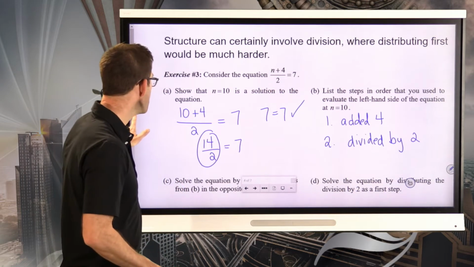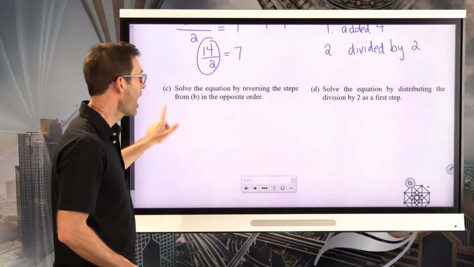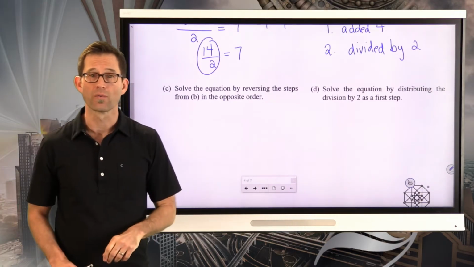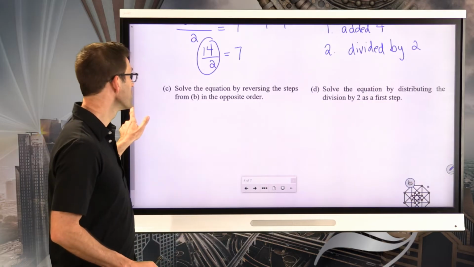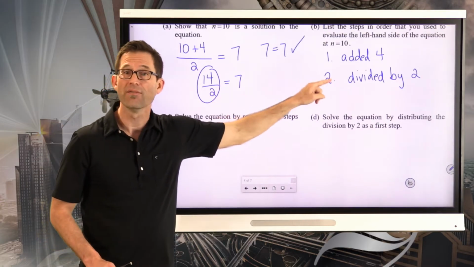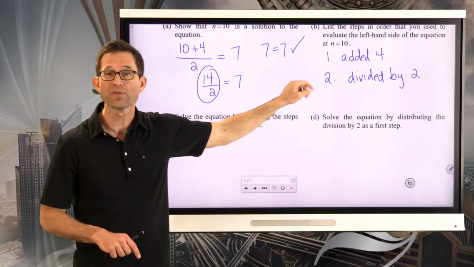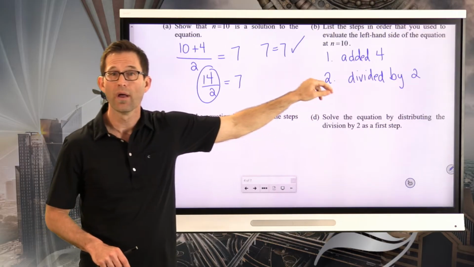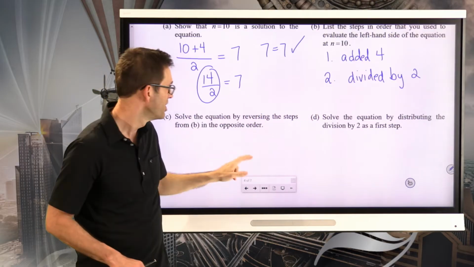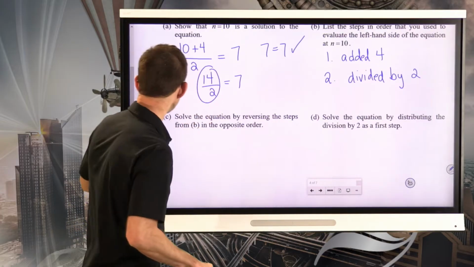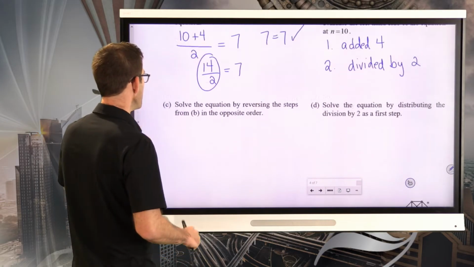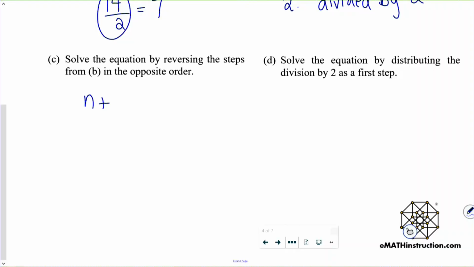So that immediately tells me how I should go about solving the equation, right? If I first added 4, and then I divided by 2, then I should reverse that by multiplying by 2 and then subtracting 4. So let's see how that process works in letter C. All right, our equation is n plus 4 divided by 2 is equal to 7. All right, so the first thing I'm going to do now is multiply both sides by 2.